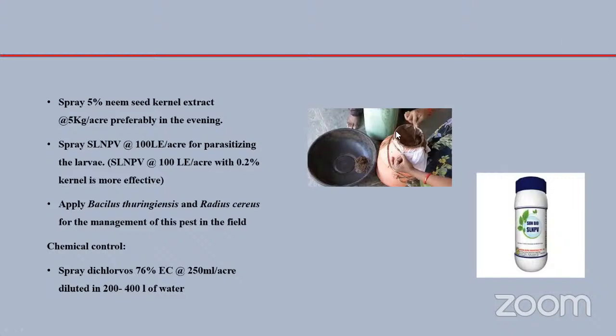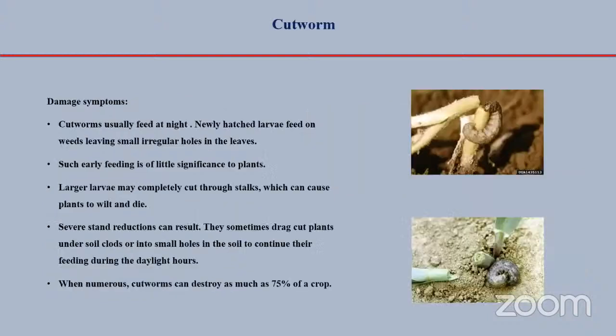And if the infestation exceeds the threshold, then you have to go for control measures. That is, you have to use chemicals like dichlorvos 76% emulsifiable concentrate at the rate of 250 ml per acre. And you have to dilute this in 200 to 400 liters of water.